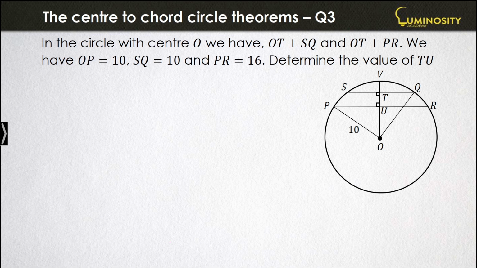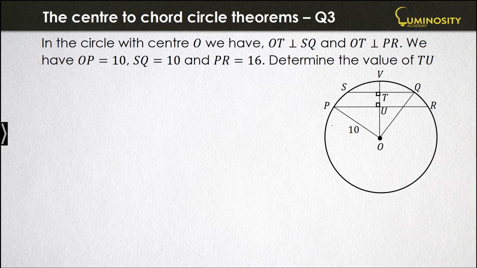Let's have a look at question 3. We have given a circle with center O that has OT perpendicular to SQ and OT perpendicular to PR. We have that OP is 10 units, SQ is 10 units, and PR is 16 units. We want to determine the value of TU.